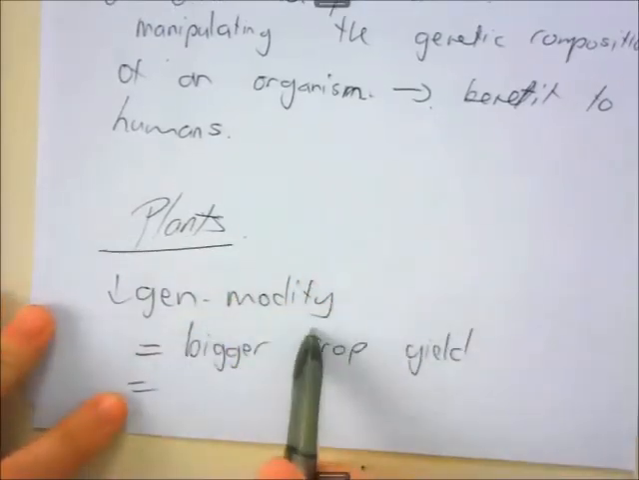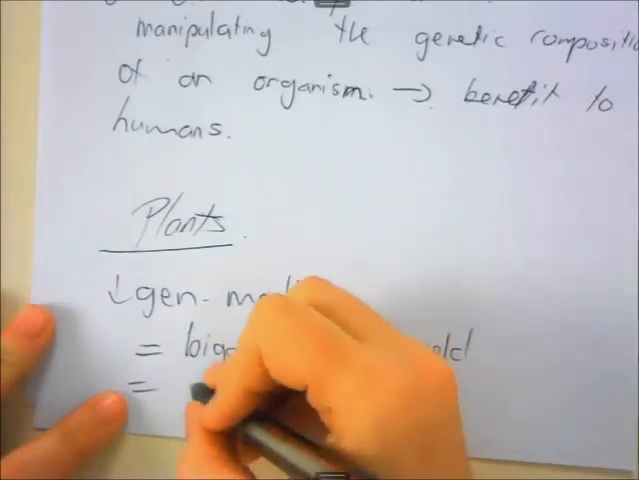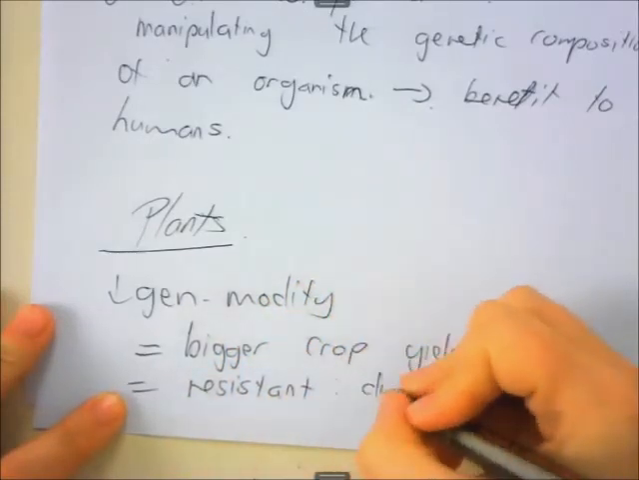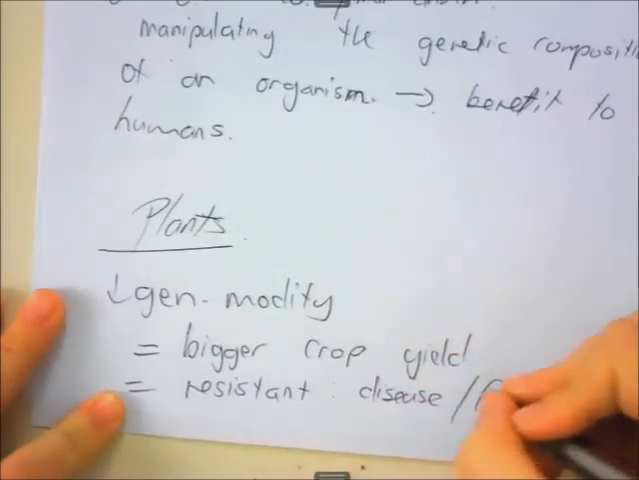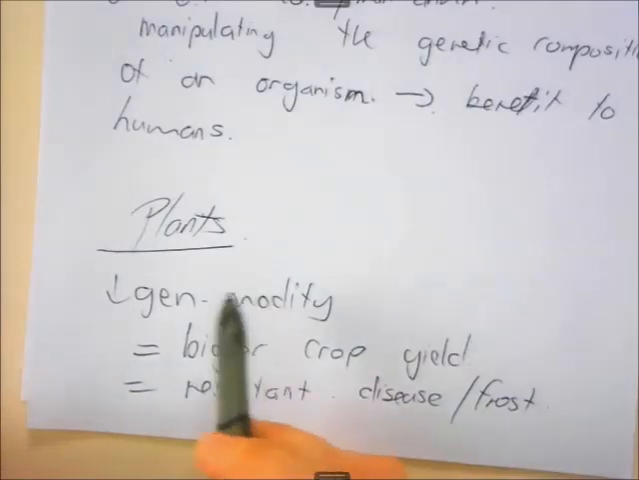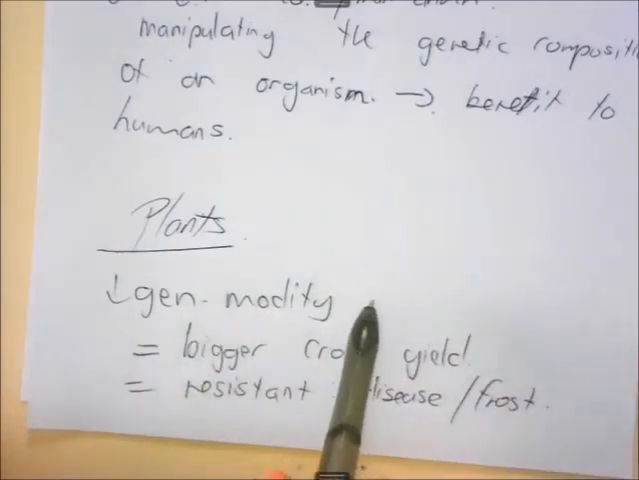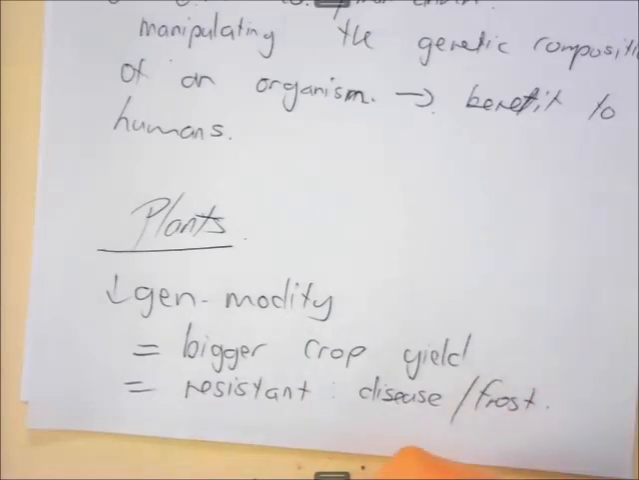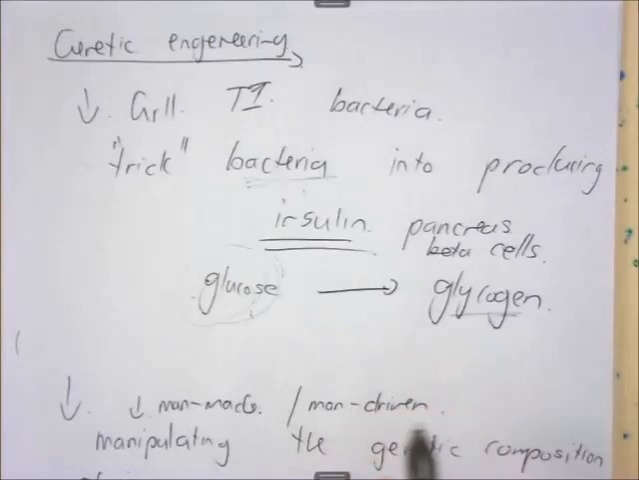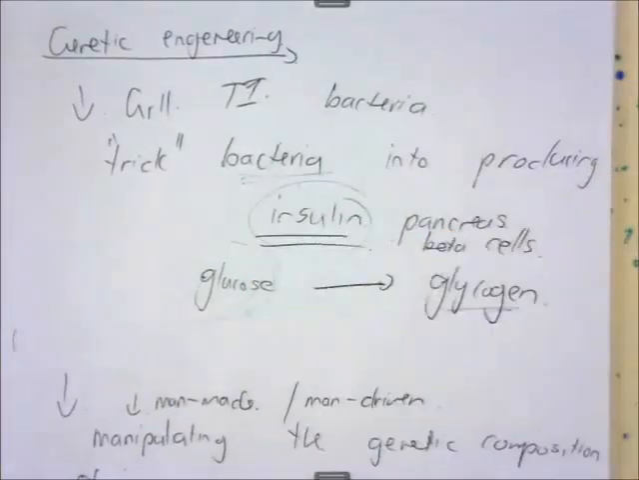We can also genetically modify plants to be resistant to things like disease, possibly even frost. So in plants, we can really use genetic modification for a number of things. Whereas in bacteria, it can also be used for other things, obviously, but the insulin is the example that you will probably come across.